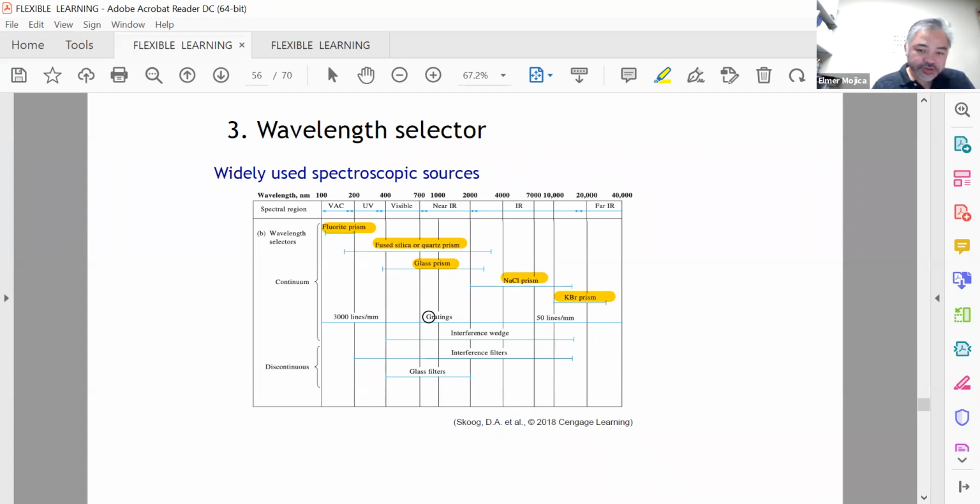Now, if you use the grating, it will cover all the range that you have here. Interference wedges are a little bit narrow, and there are also interference filters, which are much narrower than interference wedges. Now the glass filters are just, we could say, around the visible and near IR.